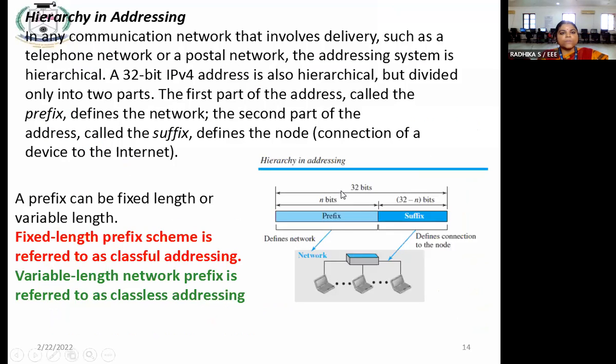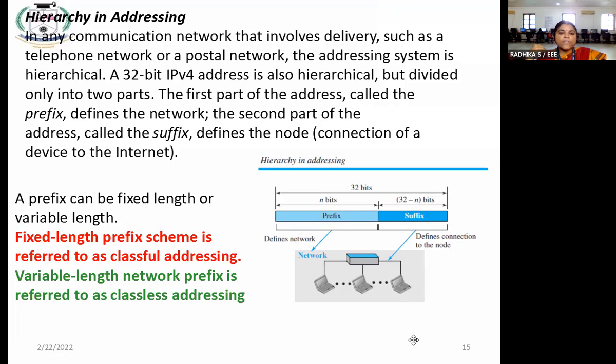We'll move further now. So how actually is addressing taking place? There is going to be some hierarchy that is followed here. Imagine you want to send a postcard to your friend. What will you write in the address field of your postcard? What all will you be writing?